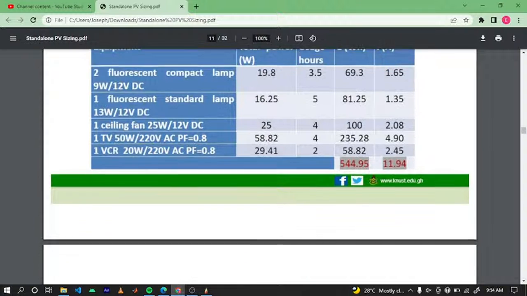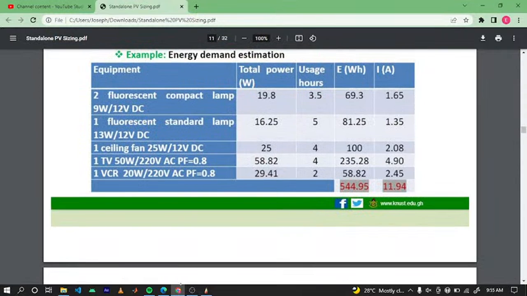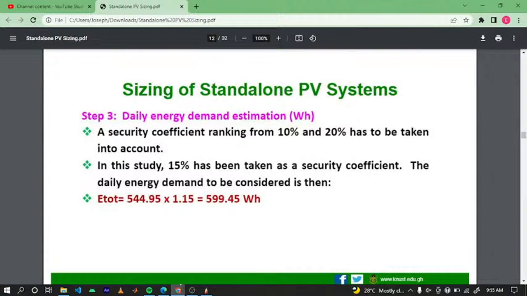Total load current to be 11.94. So now we found our energy. But then, from practice, we multiply this energy by a security factor. Usually you choose, maybe they give it to us, but you choose. So here they use 15%. So we multiply this value by 1.15 to give the daily energy demand.